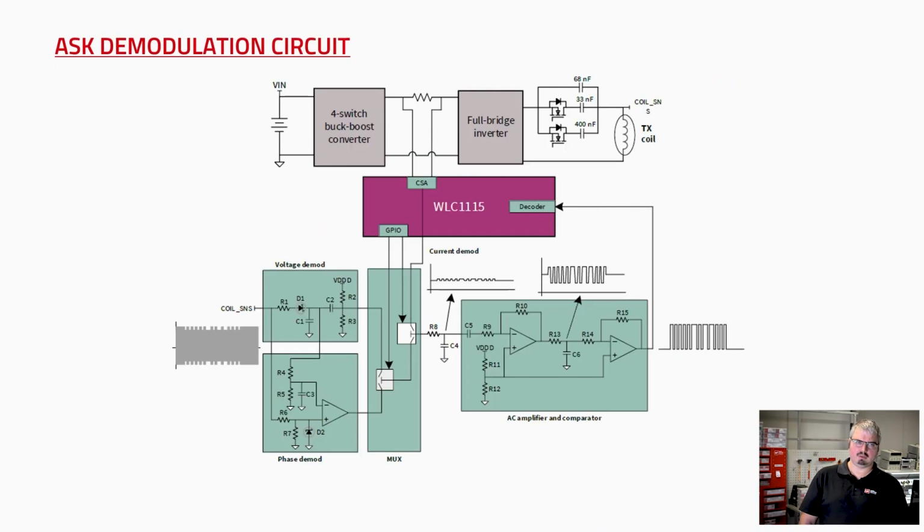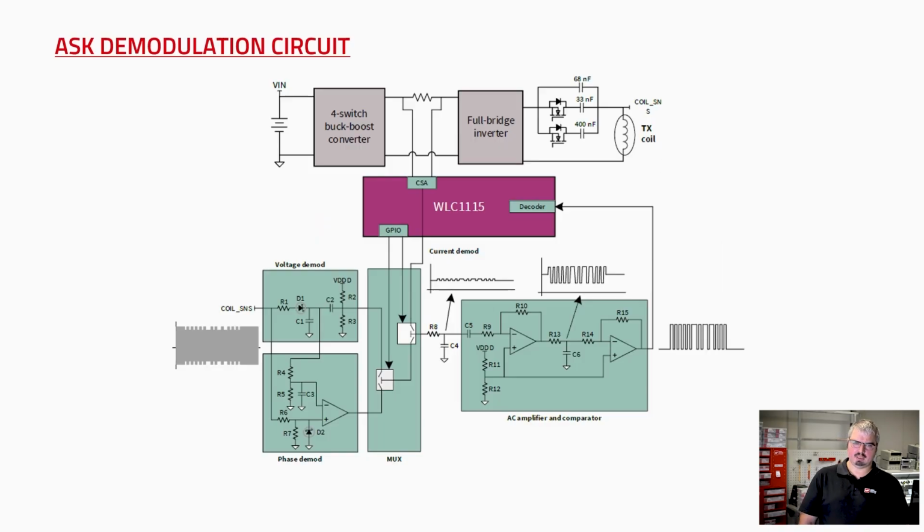One also important part is the ASK demodulation circuit, which uses 3 different modulation types. For example, the current at the output of the buck boost converter, or the voltage from the coil itself by using a peak hold circuit, or using a phase demodulation. And then one of these 3 paths is selected by switching a MUX. And then at the output, you have a low pass filter.